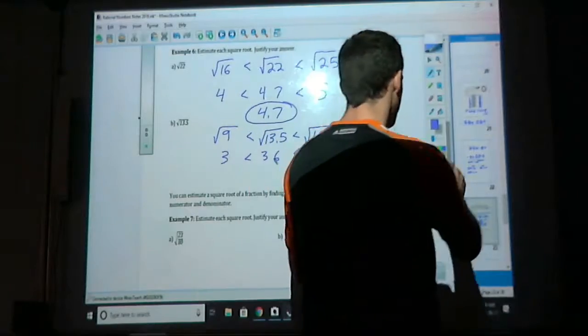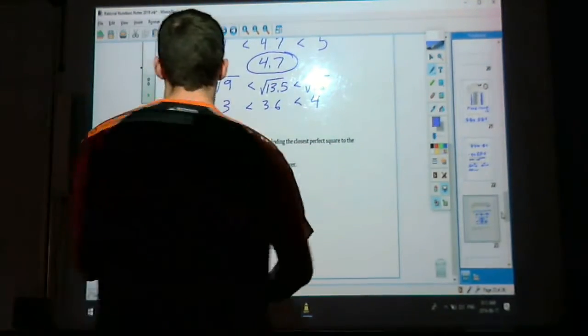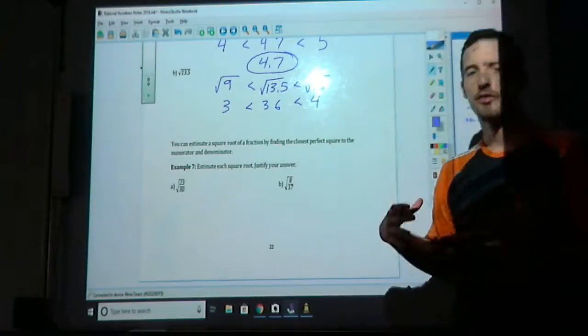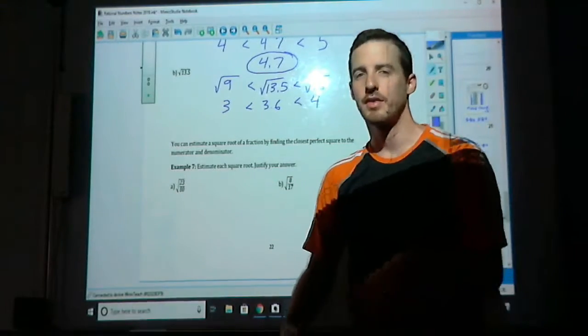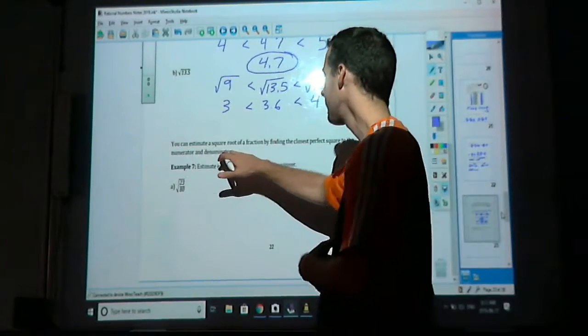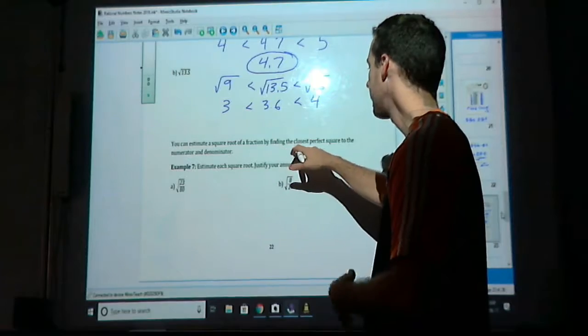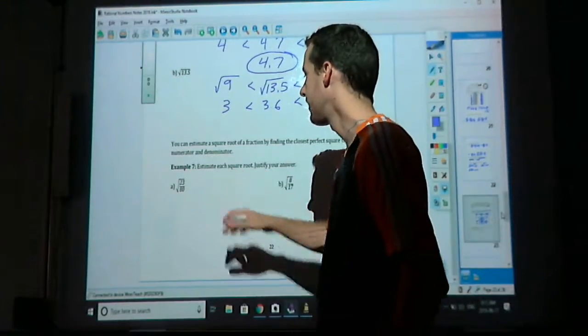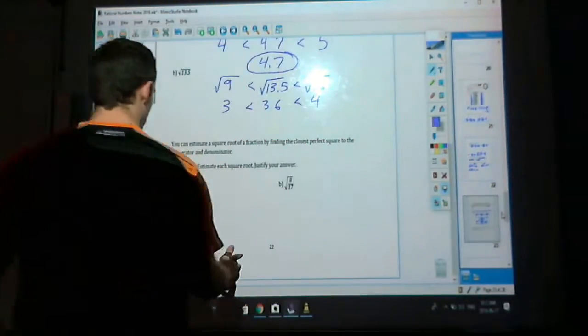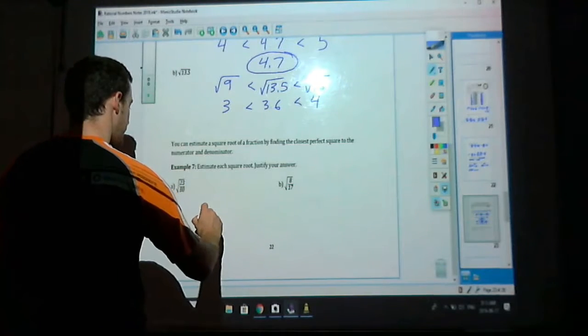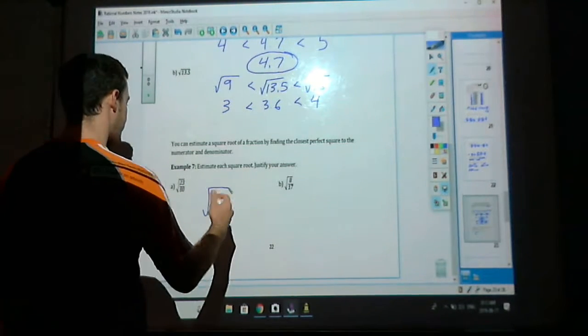So now we're going to add in fractions. All right, guys, so now what we're going to do is look at how to do fractions, right? Because we always like to complicate things with fractions. So here you can estimate a square root of a fraction by finding the closest perfect square to the numerator and denominator. Okay, so we're going to start the same way, and then we're just going to change one little bit because we do need to find some common ground between our fractions.